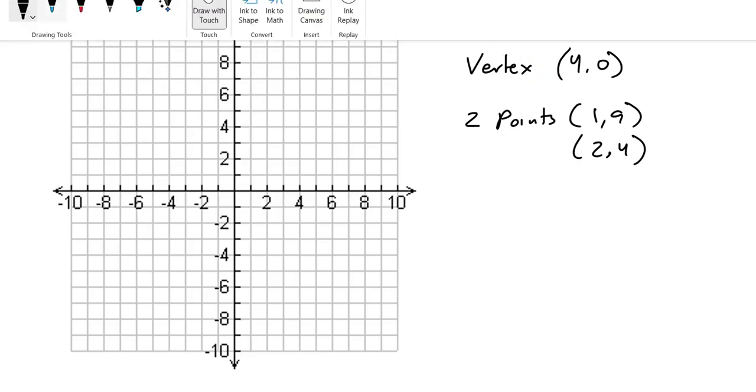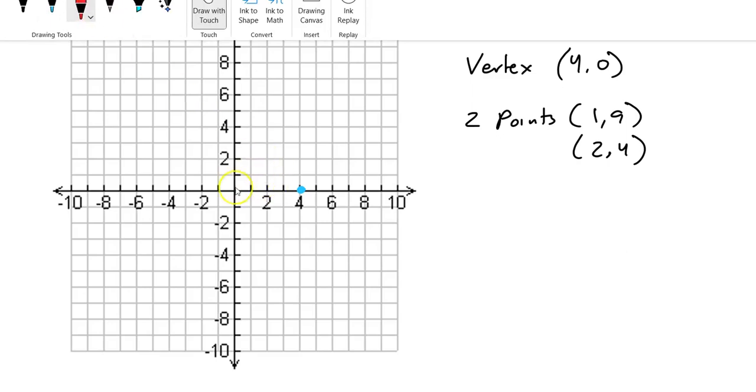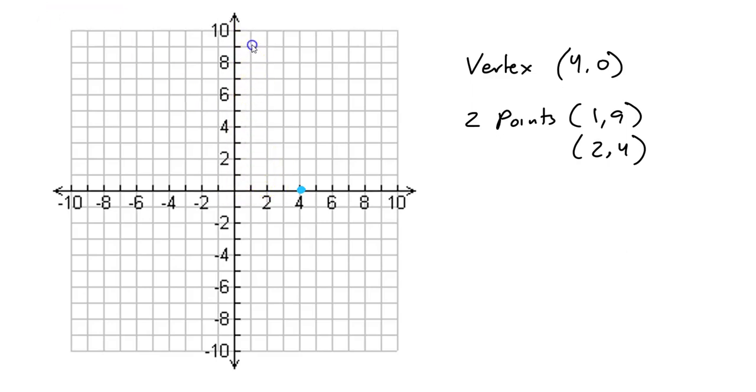Well, my vertex, I'll graph it first. I've got 4, 0. So let's come over here. 1, 2, 3, 4. There's 4, 0. Now let's graph my other points. I've got 1, 9. Let's graph those in red. Got 1, come all the way up here to 9. And then I've got 2, 4. 2, 1, 2, 3, 4.